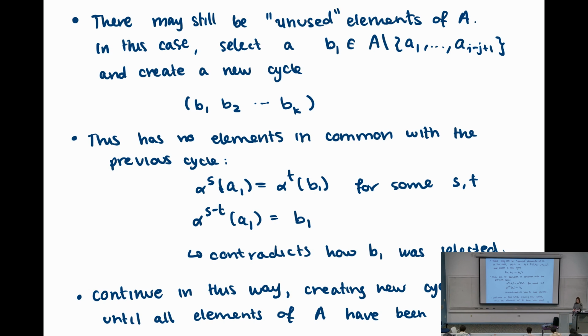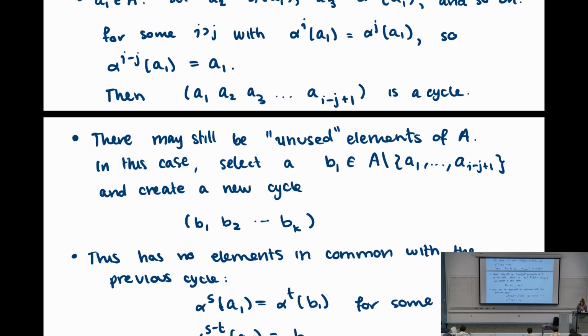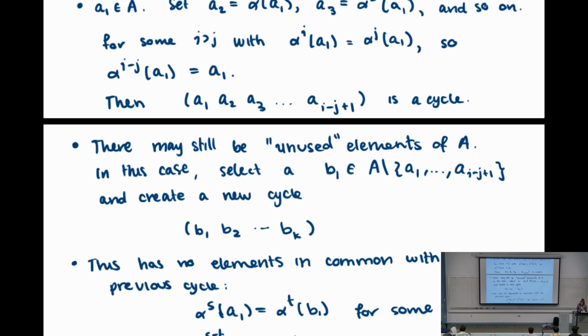And that completes the proof. Are there questions? Yeah. For the indexing, for like i minus j, would it be i minus j minus 1 or plus 1? Yeah, did I get this wrong?